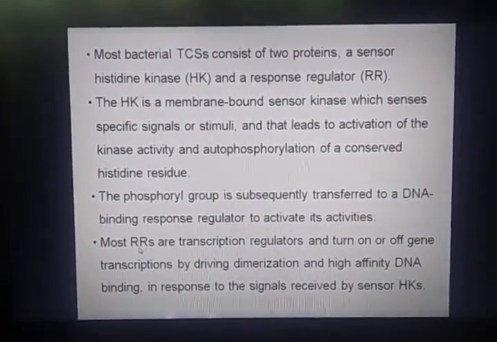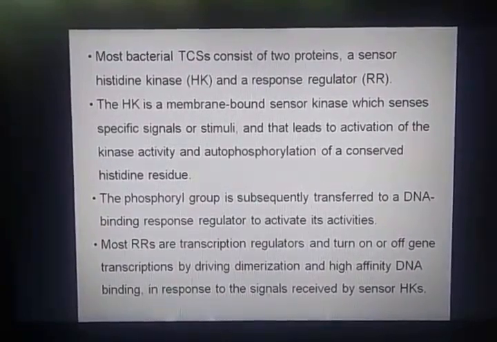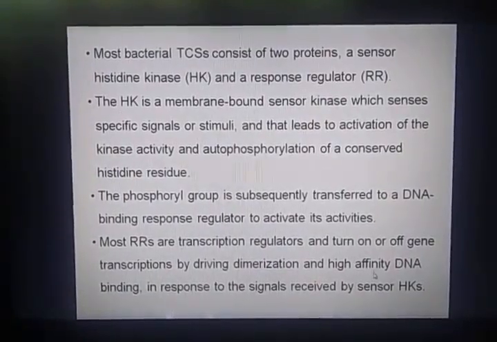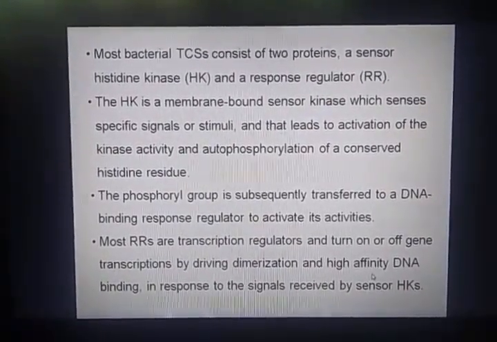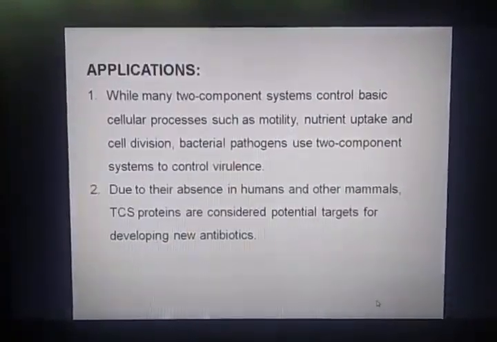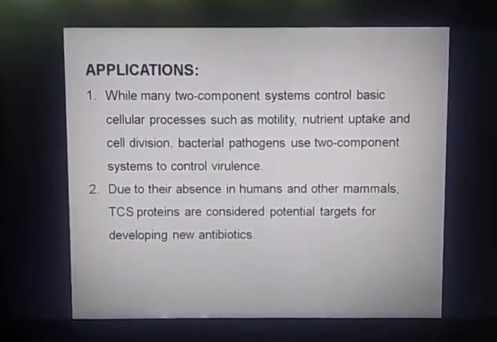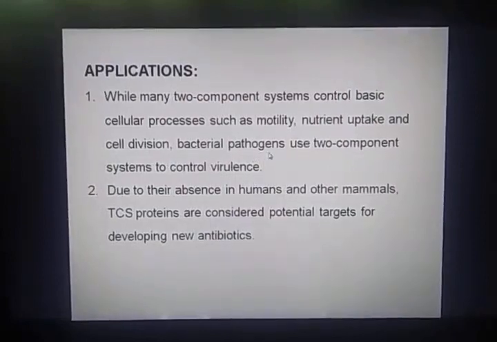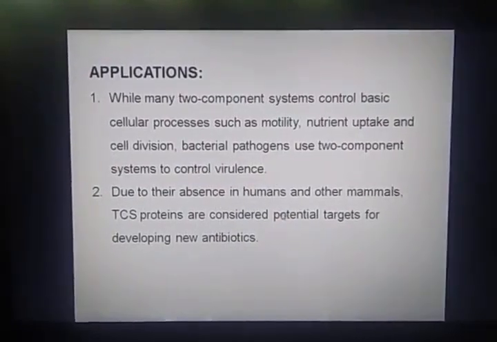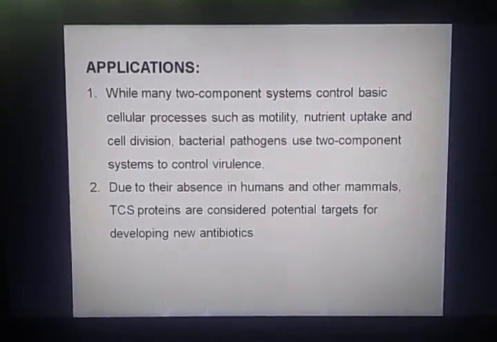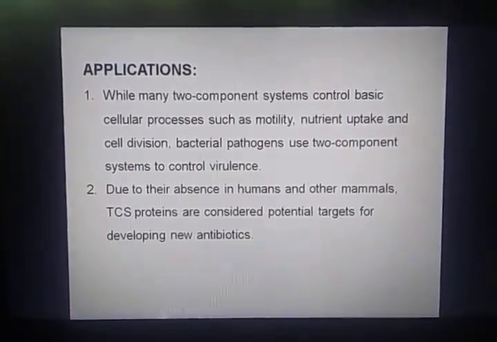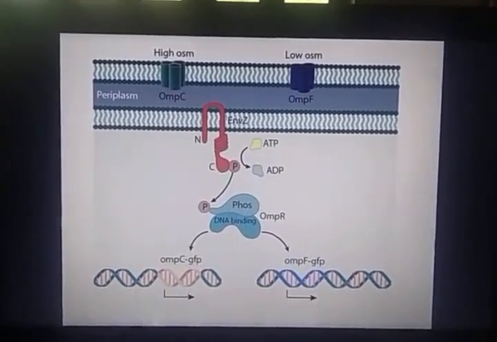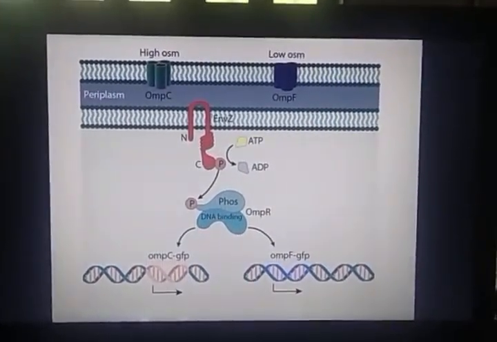Now, these response regulators mostly are transcription regulators, and they turn genes on and off by driving dimerization and having high affinity to DNA. This happens because of the signals received from the sensor histidine kinases. They have many applications such as motility, nutrient uptake, cell division, pathogenesis, and virulence, and since they are found in bacteria, they are considered as potential targets for developing new antibiotics. One of the most common 2-component systems is the OmpR-EnvZ system in bacteria.